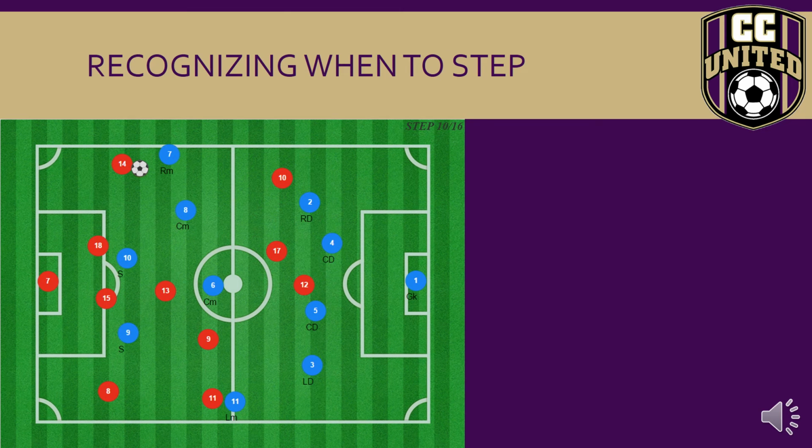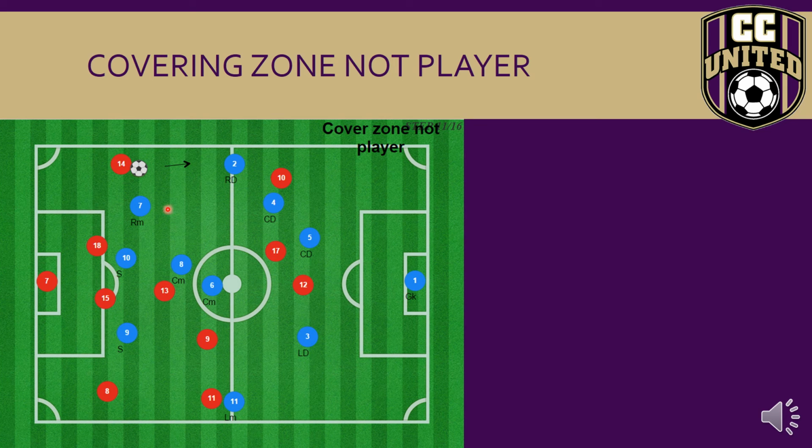So our centre mid comes across. If our right midfielder was to defend on the other side of the ball, forcing the play outside, our right defender will step up, as shown here. Our right defender has actually left 10, who was the player he was marking, because his responsibility is to cover the zone and not the player.